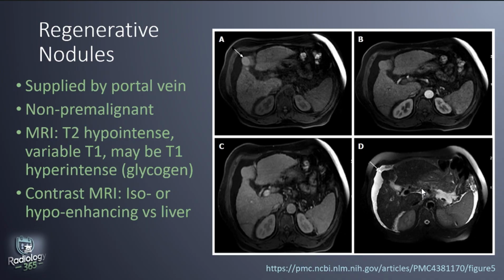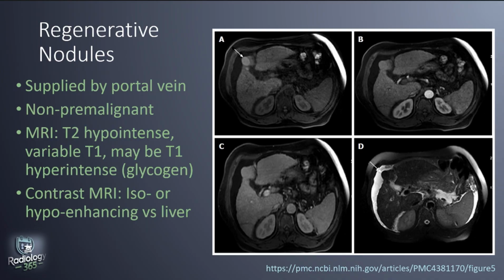deposition. Importantly, they are typically iso or hypoenhancing relative to the liver on contrast imaging, helping us distinguish them from lesions like hepatocellular carcinoma, which would be hyperenhancing. Because of the neovascularization and the angiogenesis that occurs, HCC would take its blood supply from the hepatic artery as opposed to normal liver parenchyma taking bulk of its vascularity from the portal vein.